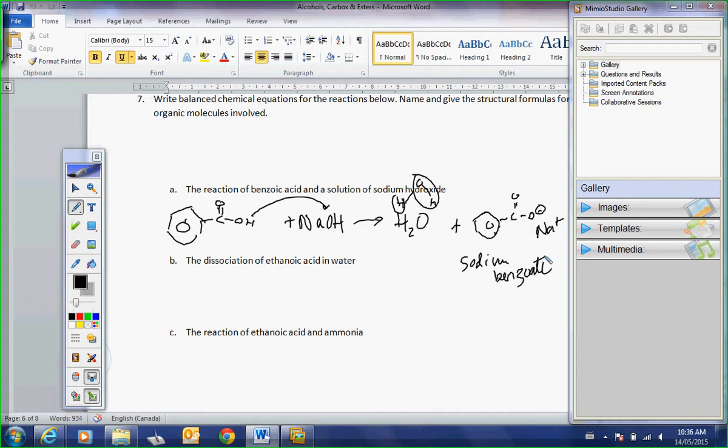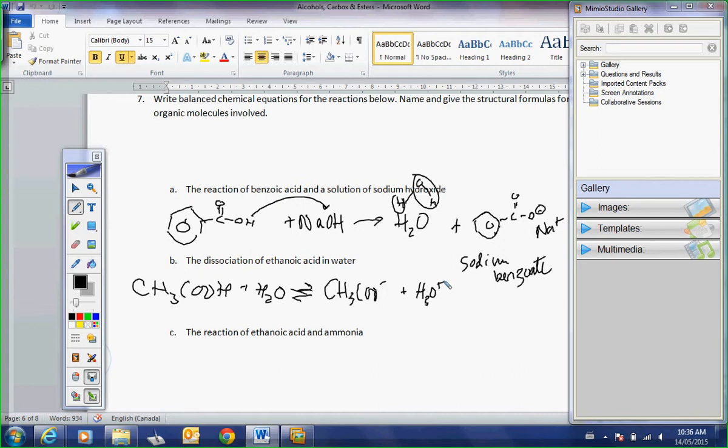Okay, the dissociation of ethanoic acid in water. So CH3COOH plus H2O, with the funny little back and forth arrows, and you're going to get CH3COO minus and H3O plus, because the water has gained a proton. Okay, so any questions on that? Because we just did it on the board, it's not any different.